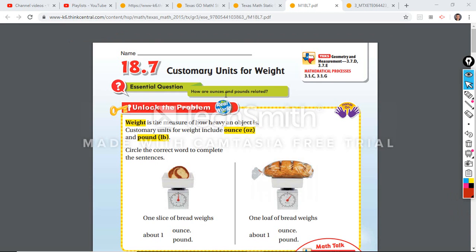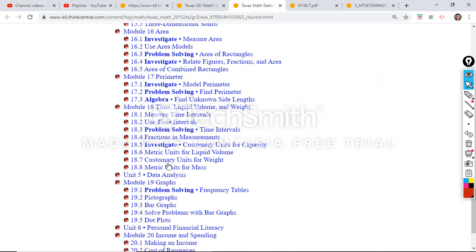Now, customary units of weight is what we use here in America. The rest of the world uses the metric system. And if you've been noticing the patterns in the Math Go Workbook, it's one section with customary units, and then the next section is the metric system, and I'll show you right here. So we're looking at customary units for capacity, then we go to metric units for liquid volume, customary units for weight, and then we look at it using metric units for mass. Okay, so weight and mass are related, capacity and liquid volume are related.